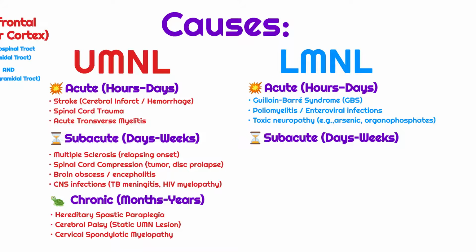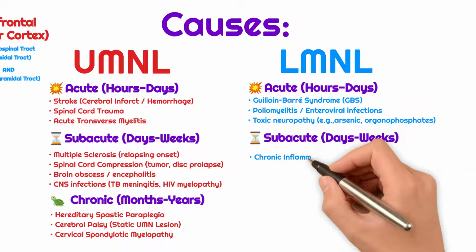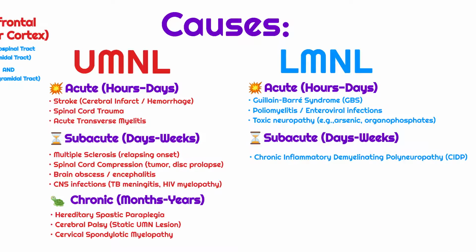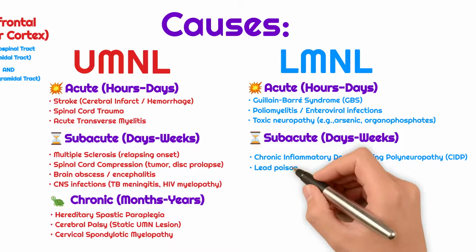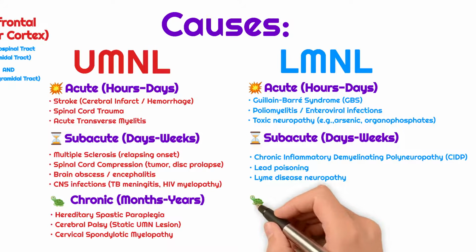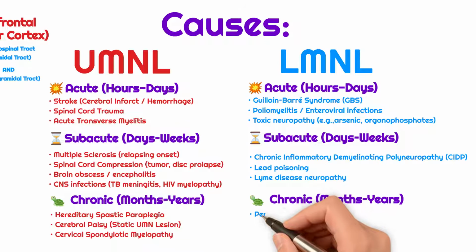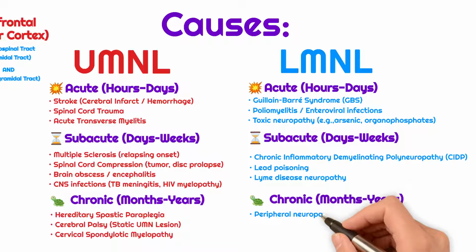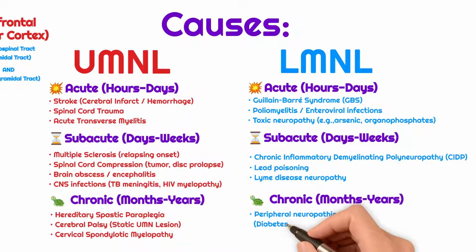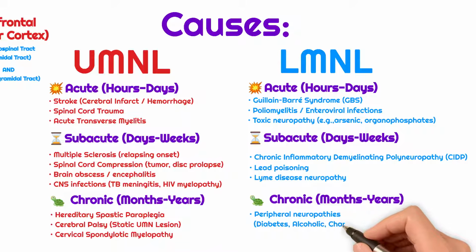our most important differential is CIDP, chronic inflammatory demyelinating polyneuropathy, which is a demyelinating condition, but has predominantly lower motor signs, lead poisoning or Lyme disease neuropathy. And chronic causes, which are the most common causes of peripheral neuropathy and lower motor neuron lesions, are causes such as diabetes and alcohol, and or genetic causes such as Charcot-Marie-Tooth.